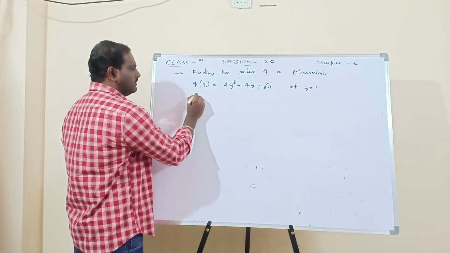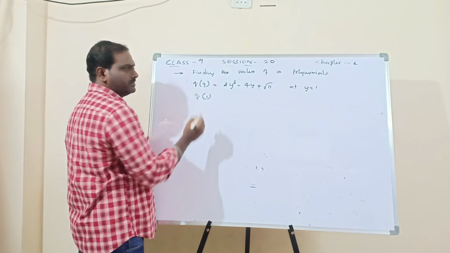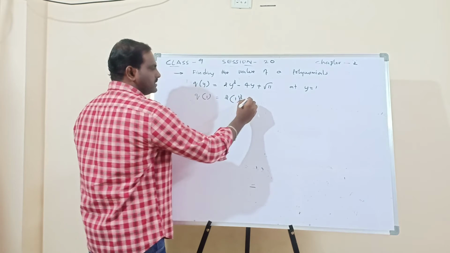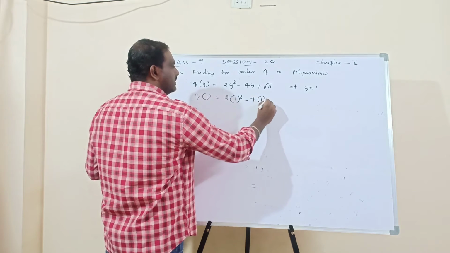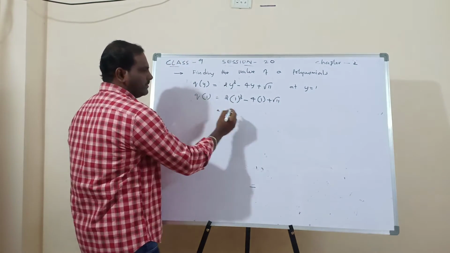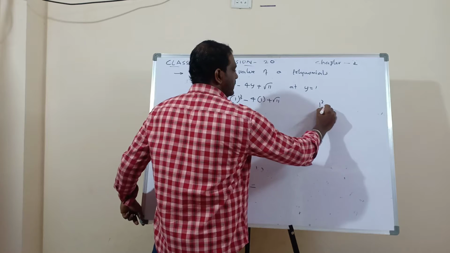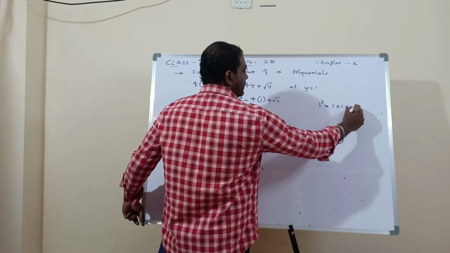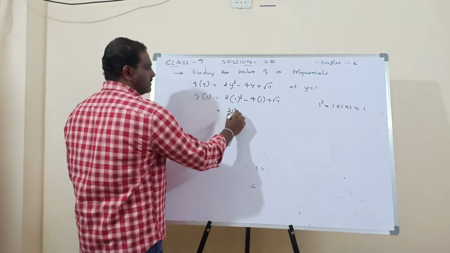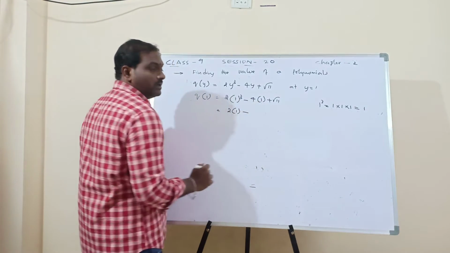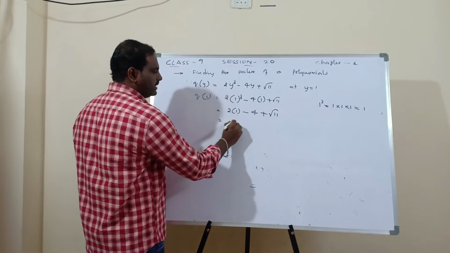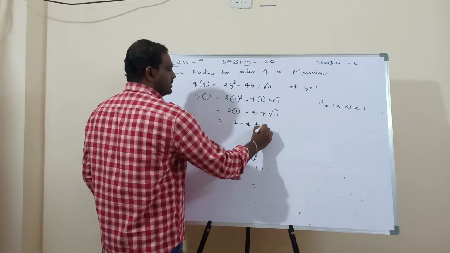So first, what we have to do? Q of 1 we have to do. That is 2 into 1 cube minus 4 into 1 plus root 11. So 2 into 1 cube. 1 cube means 1 into 1 into 1. How much was it? 1. Don't write 3. So 2 into 1 minus 4 into 1, 4, plus root 11. So what is 2 into 1? 2 minus 4 plus root 11.